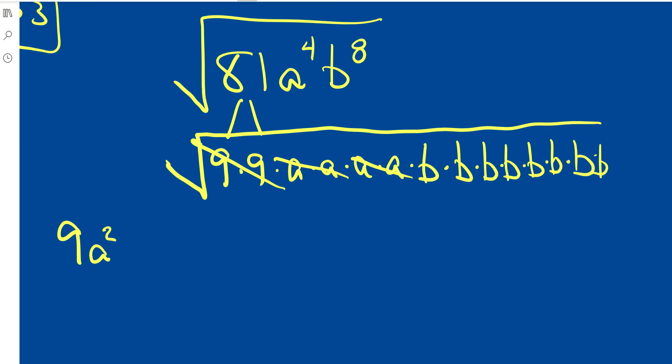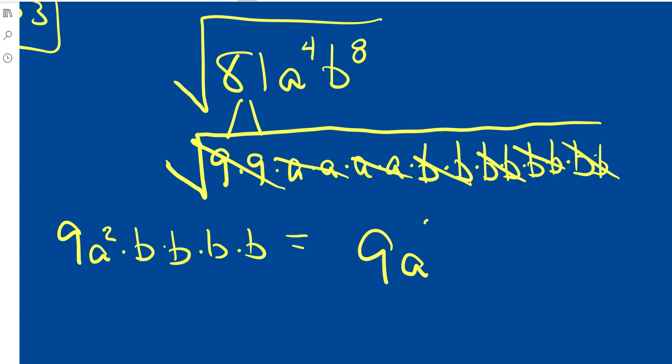Same with the B's now. So 2 B's, it'll be times B. 2 B's here, and I'm just going to take 1 out, and I'll write it out here this way. Here's 2 more B's, take 1 out. And here's another 2 B's, I'm taking 1 out. So this B times B times B is now B to the 4th. So all this is going to equal 9a squared b to the 4th.